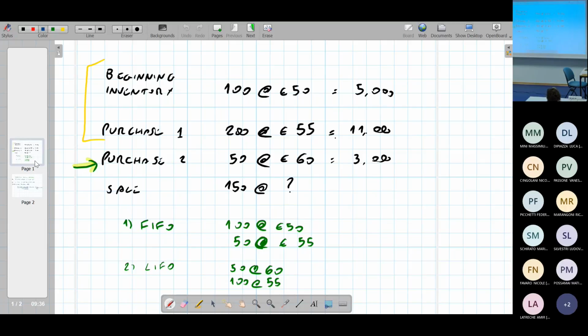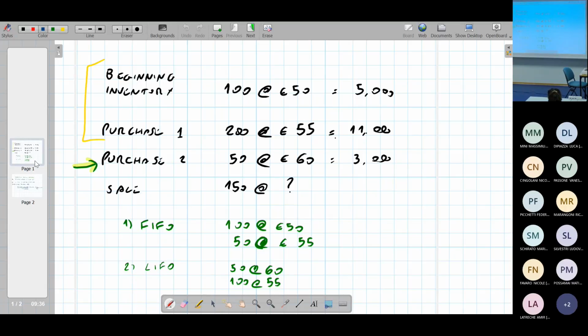We also apply this to the periodic system. In that case, it will require a different form of application because we are going to measure the quantities. We count the inventory at the end of the period, and then we need to apply the LIFO or FIFO logic to determine what's left in the inventory. So if you use LIFO, the inventory will be measured at the oldest prices. If you use FIFO, the inventory will be measured at the newest prices.